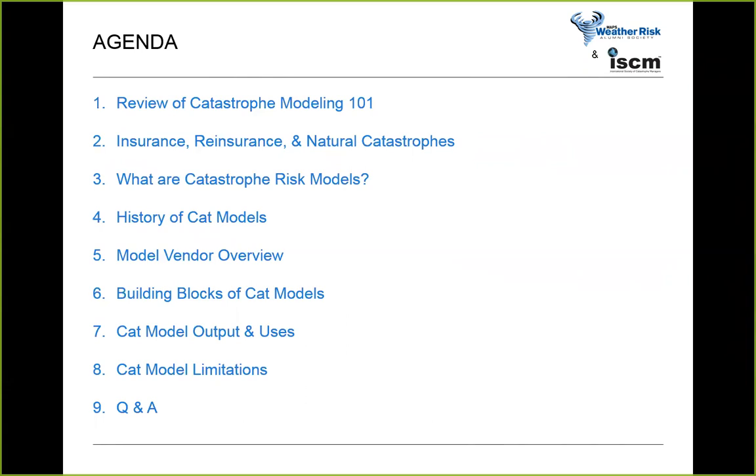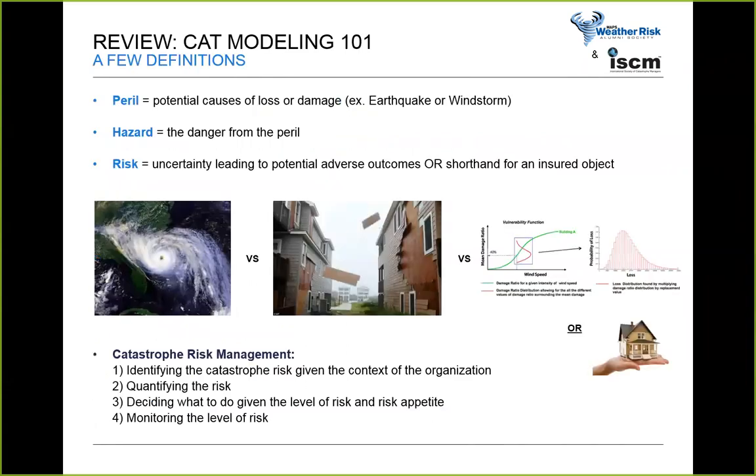Without further ado, I'd like to go back and review a few things that we talked about last time. First, I want to revisit a couple of the definitions that Brian and Kim gave. First is the difference between peril, hazard, and risk. Peril, you can think about as the cause of the loss or damage.